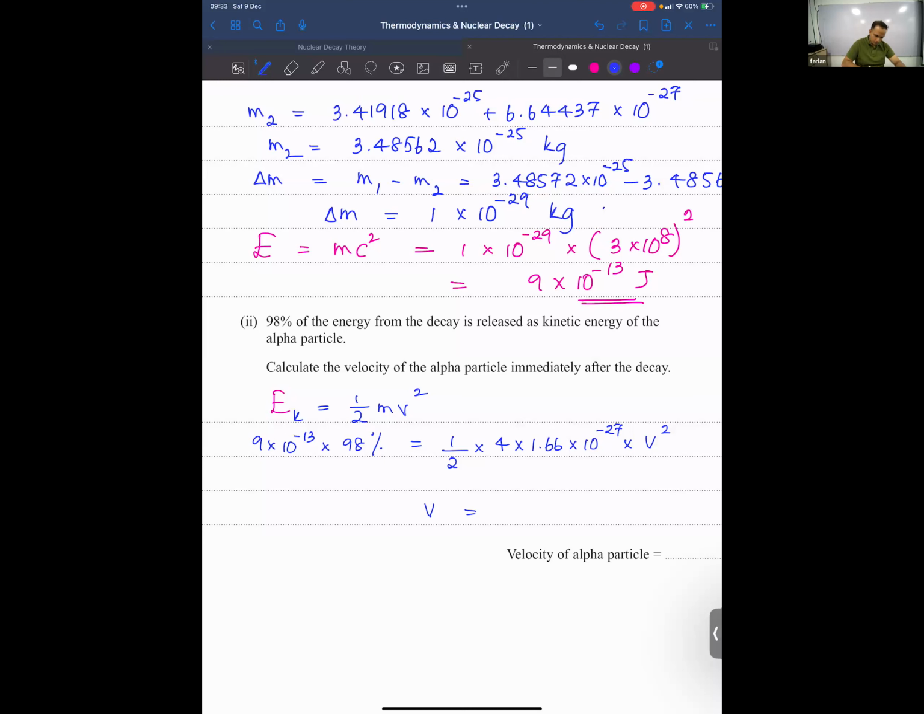So how do you get the 4? There are 4 nucleons in an alpha particle, 2 protons and 2 neutrons. So I have multiplied the atomic mass unit with 4. Okay. It's about 1.63 into 10 to the power 7 meters per second.